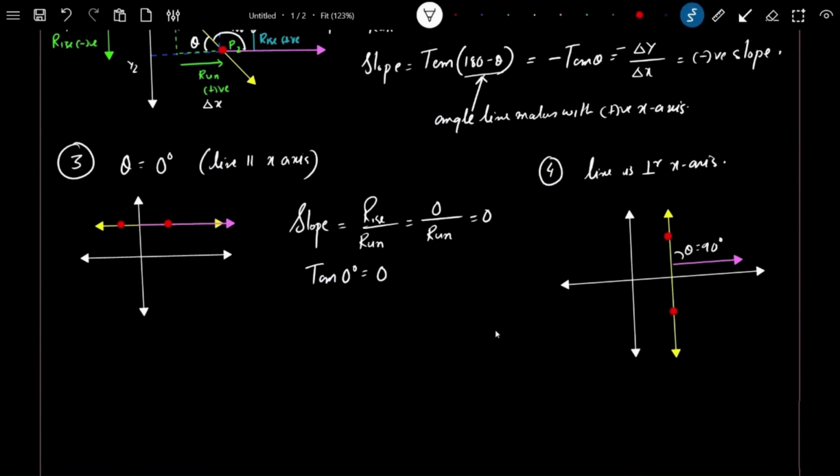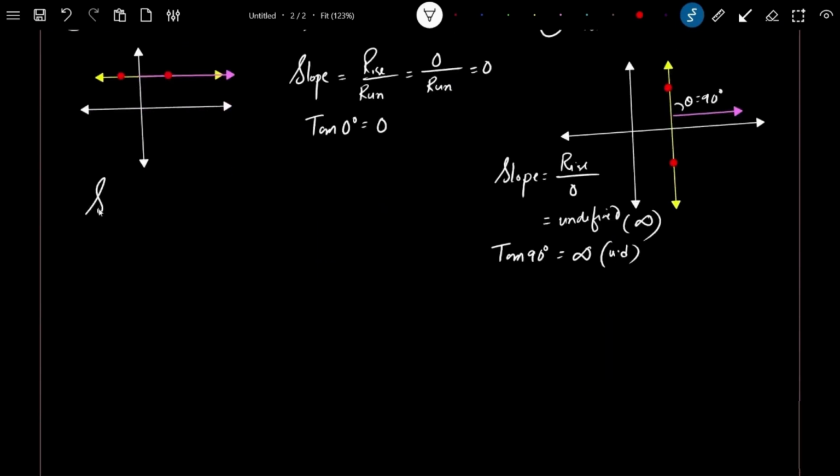Now, if you try to calculate slope in this case, you would have a value for rise, but you will have nothing for run, and anything divided by 0 is undefined. So I'll call it undefined. This is an indeterminate form, or you can say the slope is infinity. And if you take tan of 90 degrees, you still get infinity or undefined. So that's it. Have a quick summary out here.